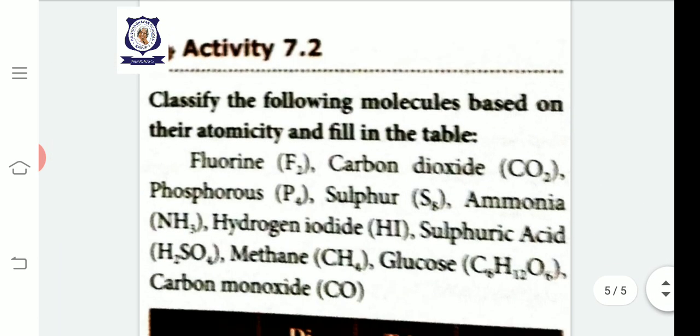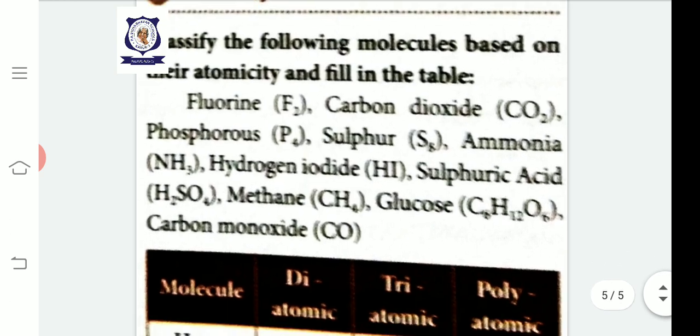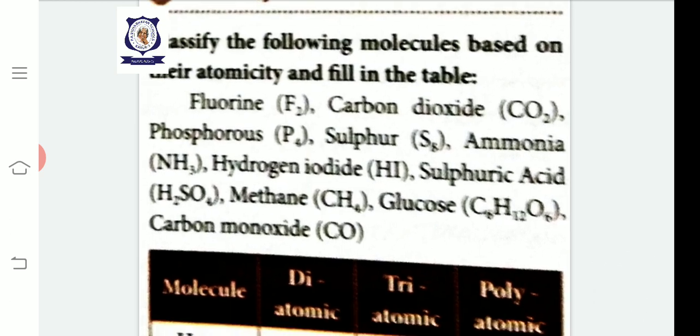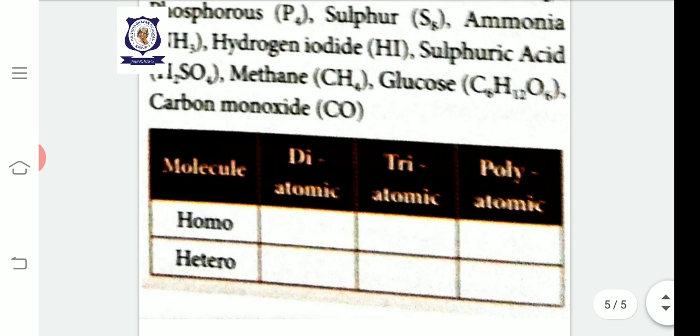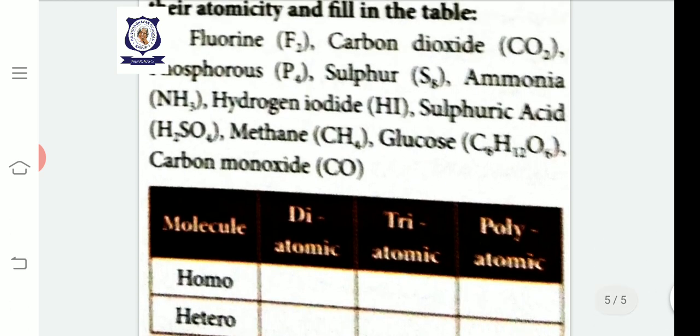In this activity, classify the following molecules based on their atomicity and fill in the table. See, some elements and compounds are given: fluorine, carbon dioxide, phosphorus, sulfur, ammonia, hydrogen iodide, sulfuric acid, methane, glucose, carbon monoxide. We differentiate homo and hetero. Atoms of the same element combine together to form a molecule, it is homo.